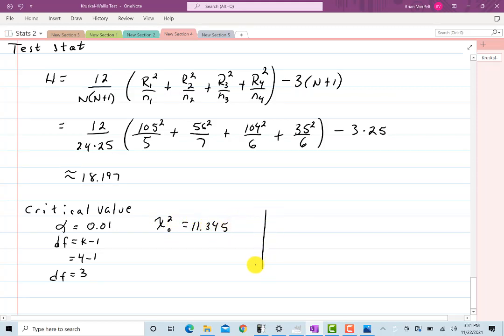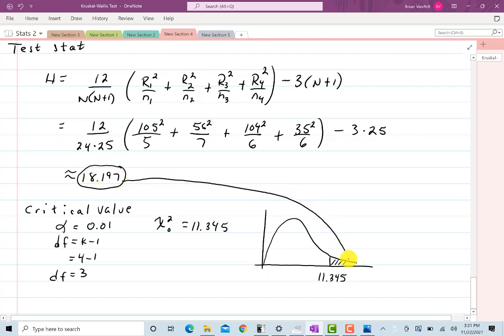So we draw a picture like so. Where is our test stat? As I suspected, it is way in the critical region, so we reject H sub 0.